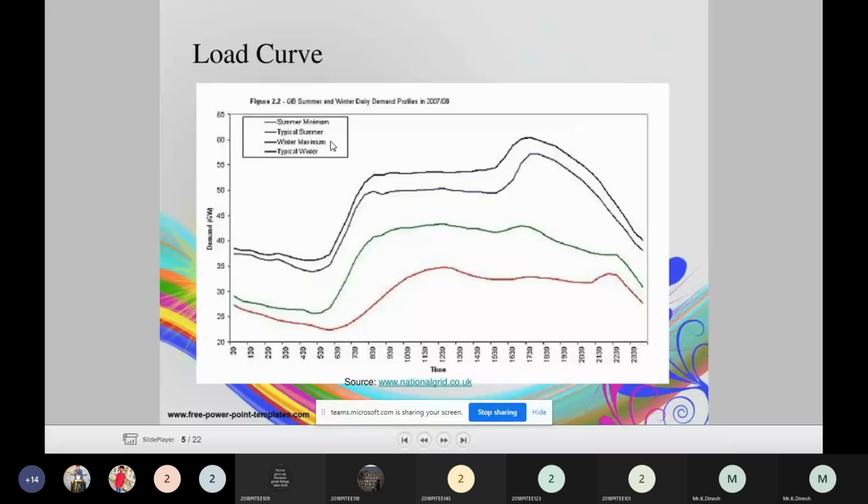So summer, typical summer, winter, typical winter. The utilization of loads really depends upon your seasons or climate.